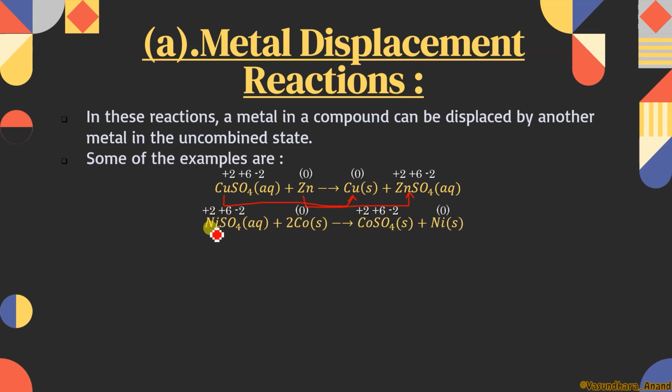This Ni is in +2 state, now Ni is in free state, while in this case the cobalt is in free state, but you will check that this is in +2 state. That means oxidation is occurring over here.